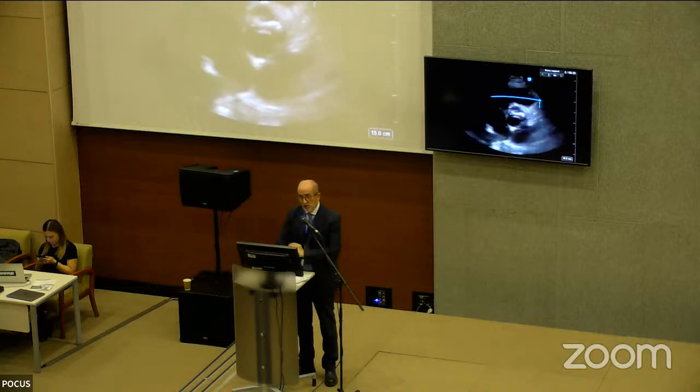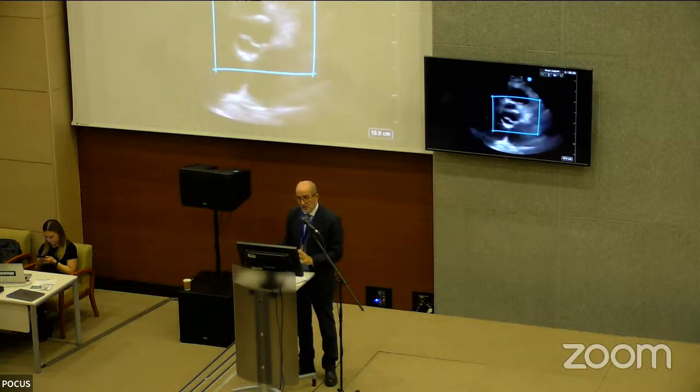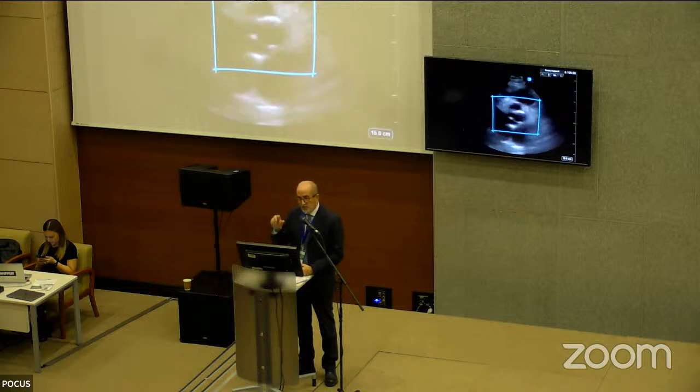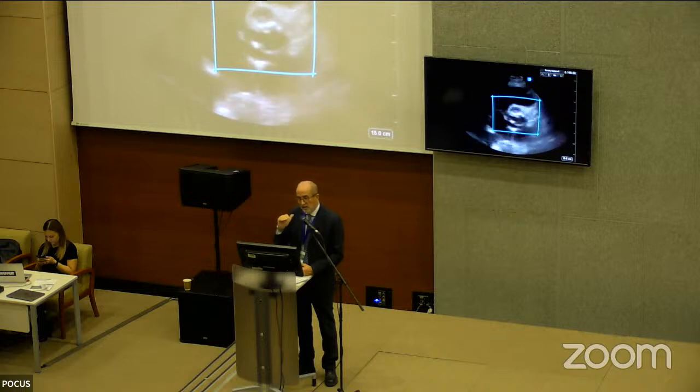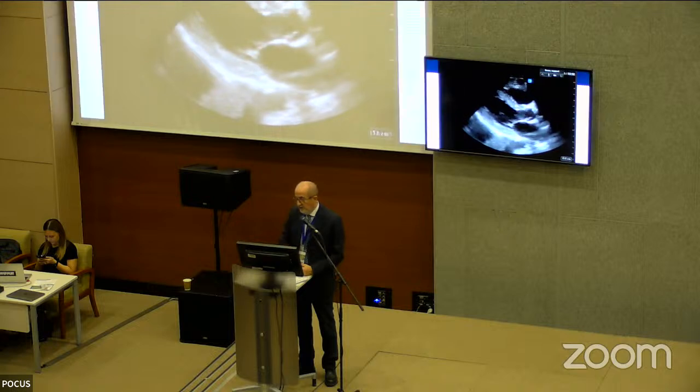And this is a short axis view at the level of the aortic valve, showing a bicuspid aortic valve. The opening is quite typical for bicuspid, with the thickened and immobile leaflet, the one on the top.